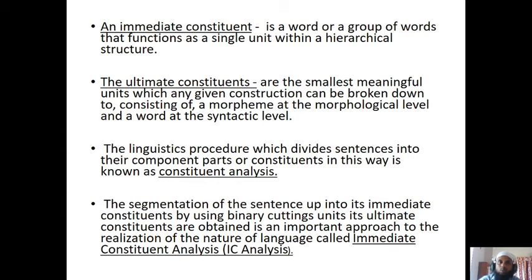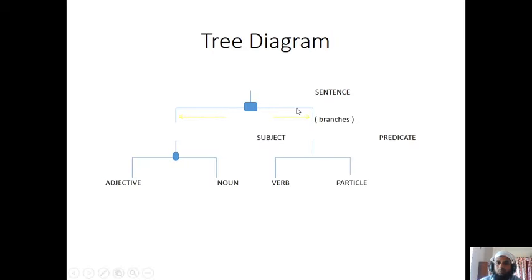An immediate constituent is a word or a group of words that functions as a single unit within a hierarchical structure. So here is the hierarchy. At first you have the sentence, then you have the broken branches, and then it is again broken down into smaller parts, or smaller elements or constituents.